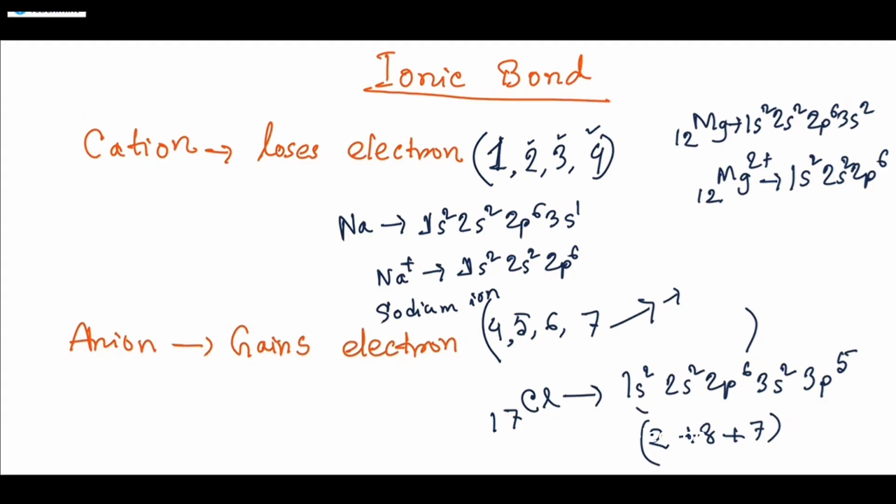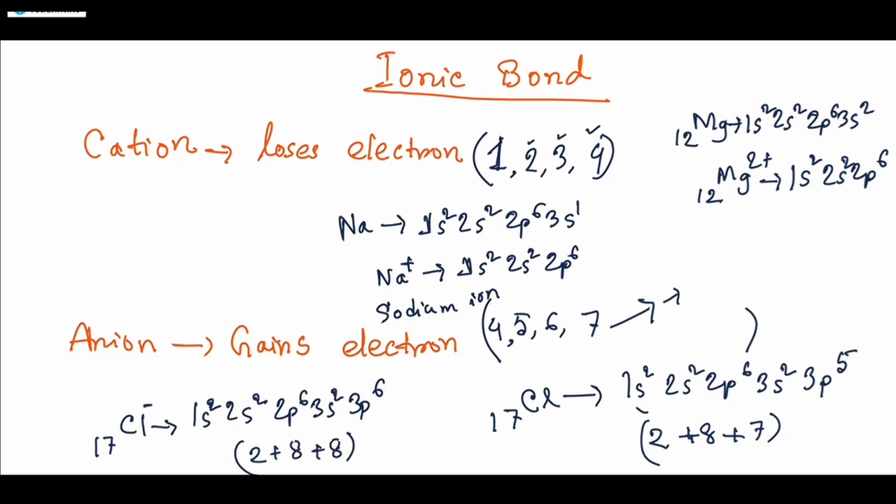And how do they form anion? By gaining one more electron. Then they will be negatively charged because there will be an increase of one electron in them. There were previously 17 electrons. If chlorine gains one more electron, there will be a total of 18 electrons. Okay, let's see the configuration. 2s2, 2p6, 3s2, 3p6. Here you see 2 plus 8 plus 8. That is the more stable configuration than this one. This is the more stable one.